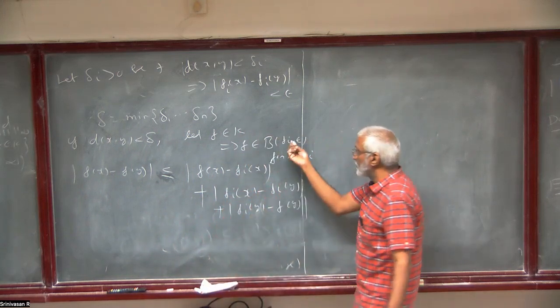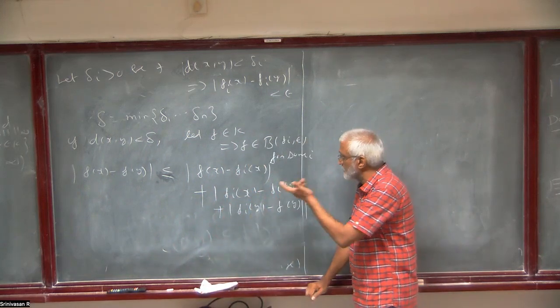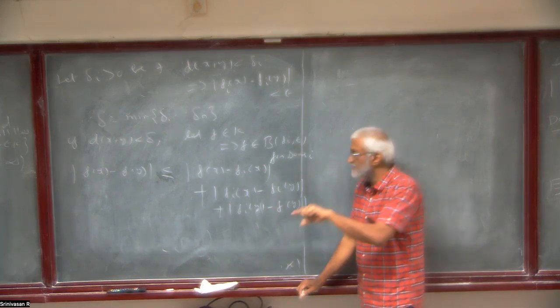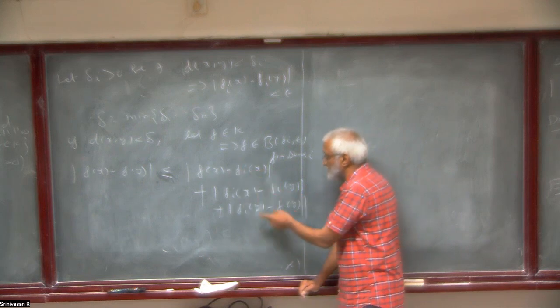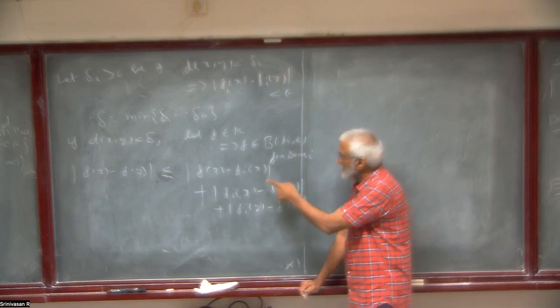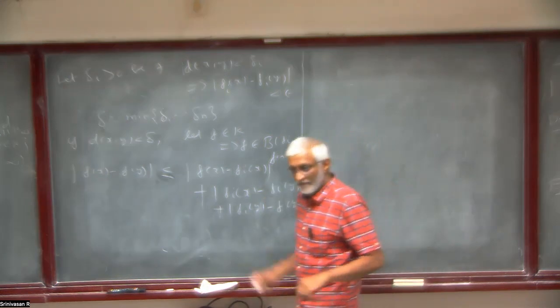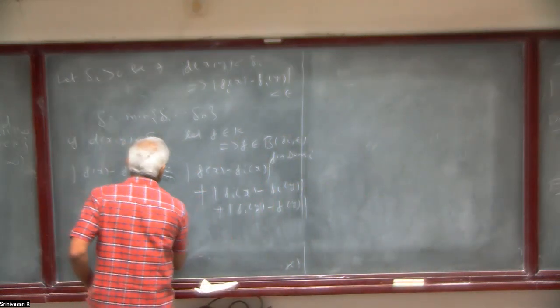So f is in the open ball. It is uniformly approximated by this φ_i, uniformly up to epsilon. So this and this, for different x and y, are less than epsilon. And this is by the uniform continuity of φ_i, this is less than epsilon. I mean, that's why we have chosen the delta_i. So this is less than 3 epsilon.